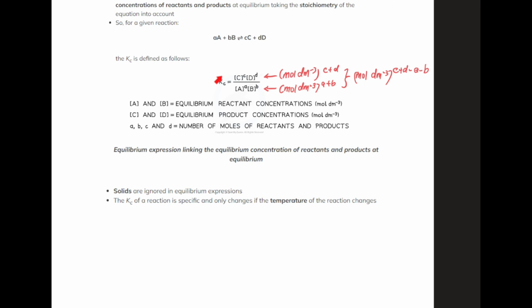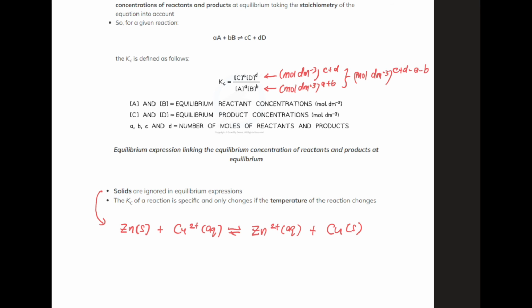Wait, so it says solids are ignored in equilibrium expressions. So does that mean if it's in the reaction, we just ignore it? Yeah, we ignore it. For example, let's say you have a displacement reaction, zinc solid plus Cu2+ aqueous become Zn2+ aqueous plus Cu solid.